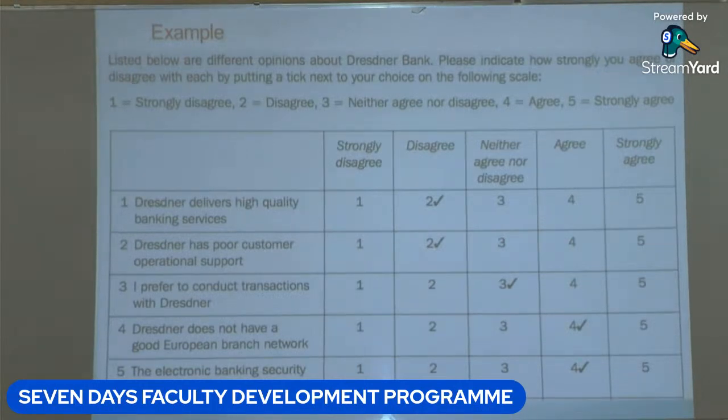Here the opinions are listed below about the bank. Opinions of the respondent related to this bank. Please indicate how strongly you agree or disagree by putting a tick next to your choice on the following scale, and this is the 5-point Likert scale, and these are related to, one is related to the quality.